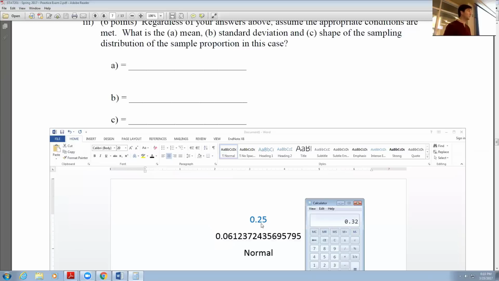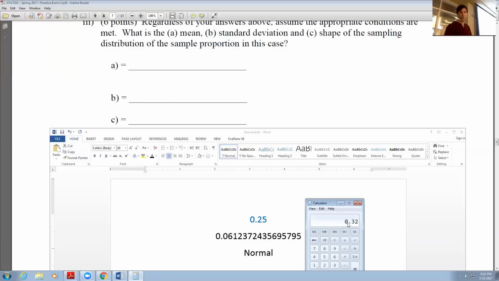What percent is this? What's 25%, right? What percent is this? 32%? What percent is this? 6%? So the z-score is going to be a little more than, just all z-scores is how many standard deviations it is away. 25%, 6%, and 32. Little over 1.